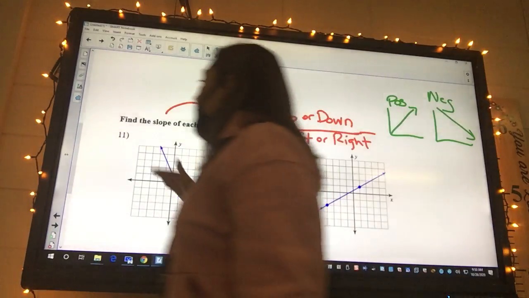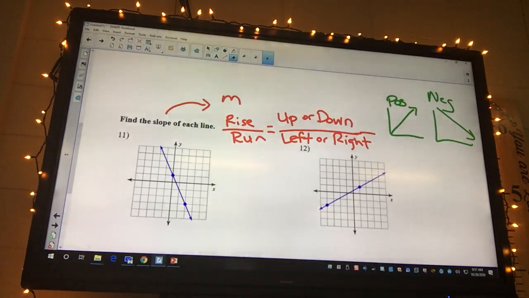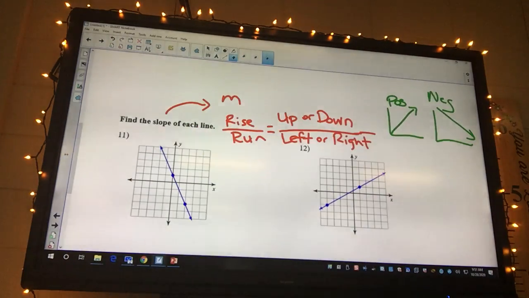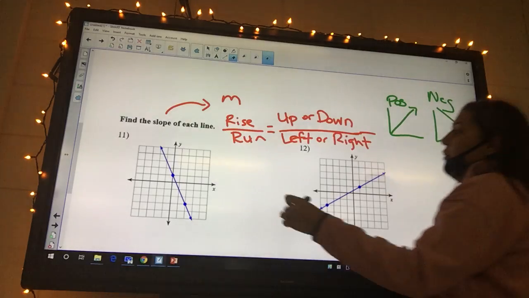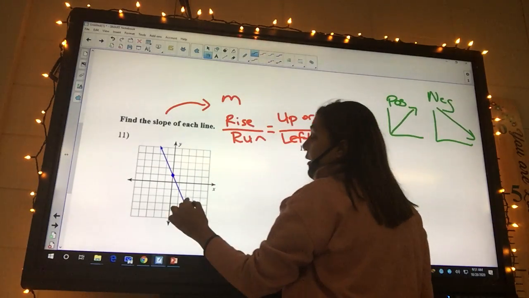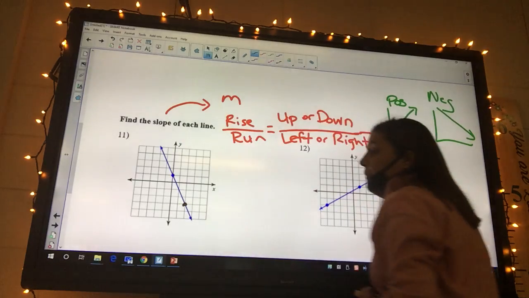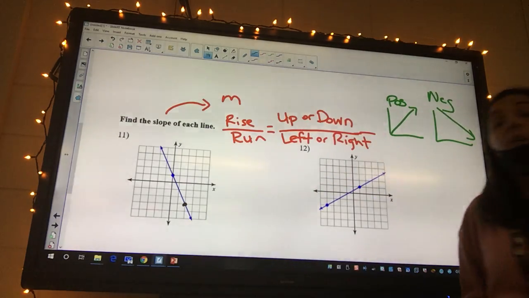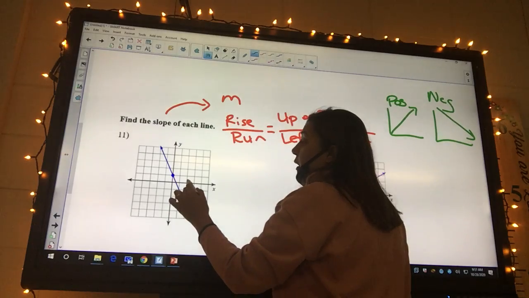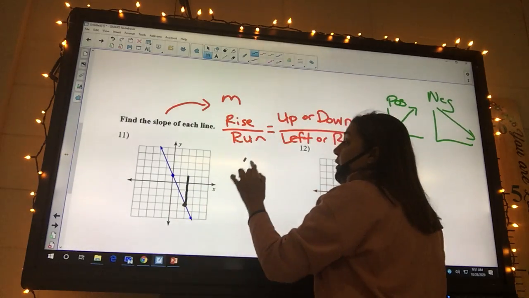Okay, so we need to go from one point to the other point. If we start here, and I usually say start on the lowest point because that gives you that rise or that run, but you can start on either point. How many do I need to rise, or go up and down, to get to the other point? I can only take straight lines. So I'm going to have to start going up. 1, 2, 3, 4. So I rise 4.